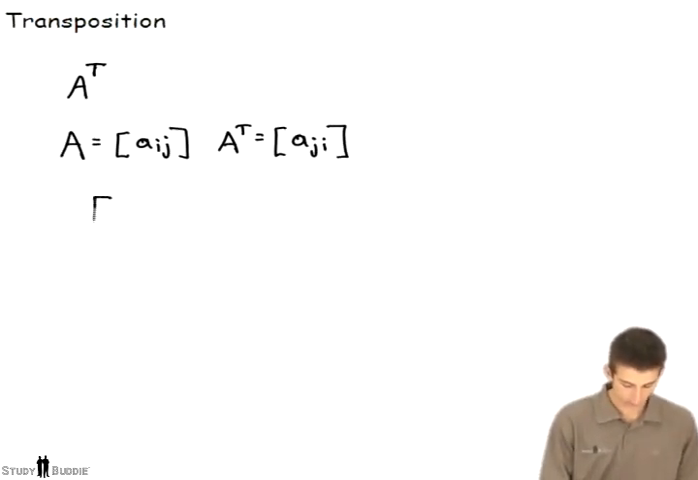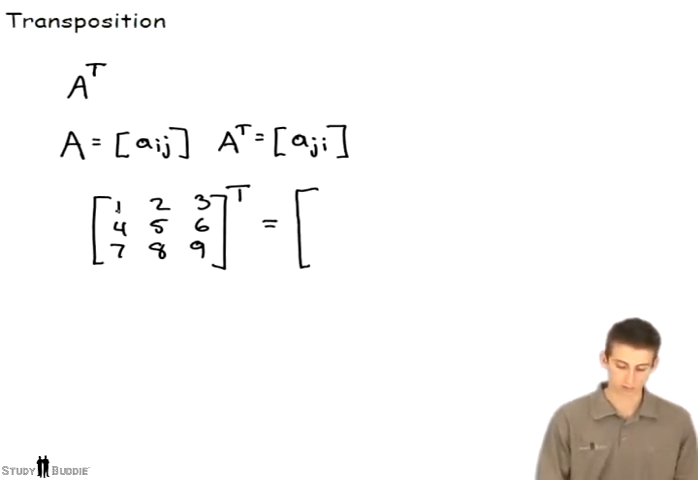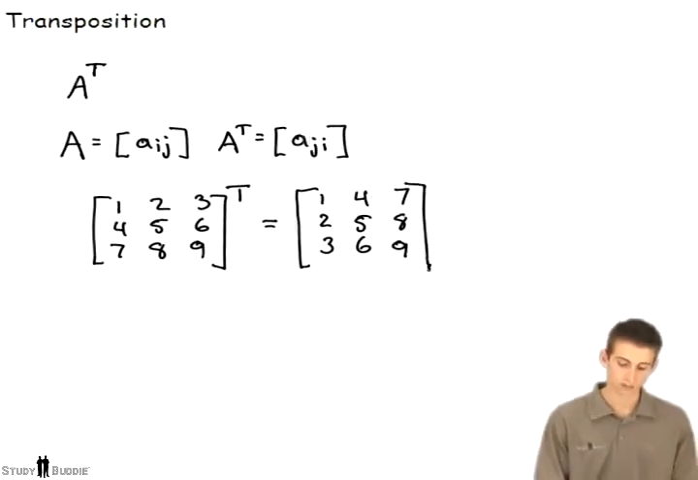So as an example, let's say we had our matrix 1, 2, 3, 4, 5, 6, 7, 8, 9. If we want to find the transpose of that matrix, it's simply a new matrix where that first row is now our first column, 1, 2, 3. Second row is our second column, 4, 5, 6. And our third row, 7, 8, 9, is now going to be our third column. So that's one way of doing a transpose.